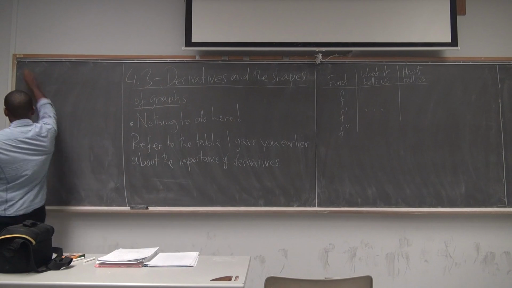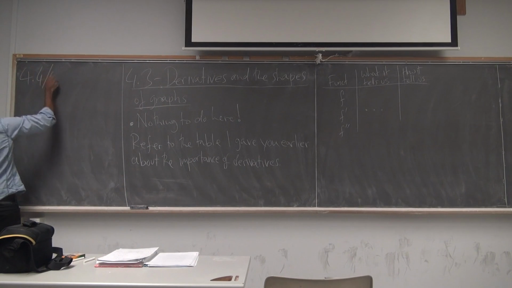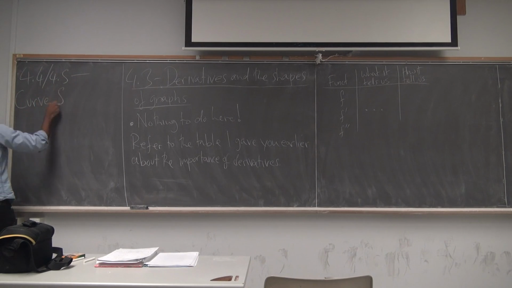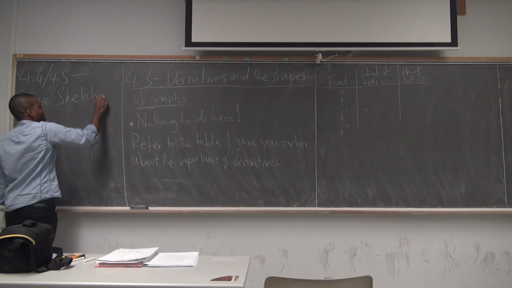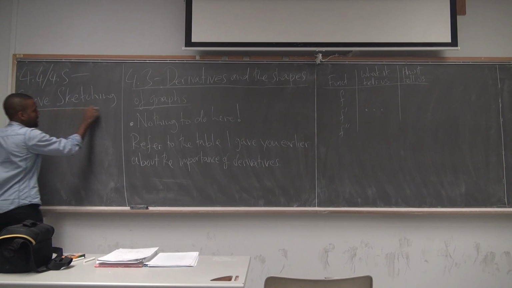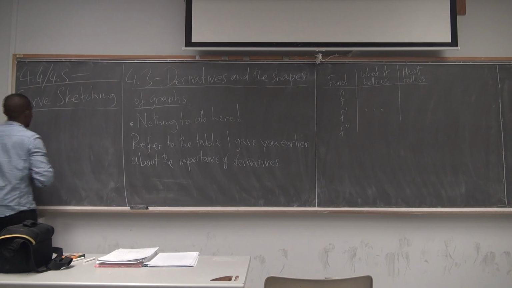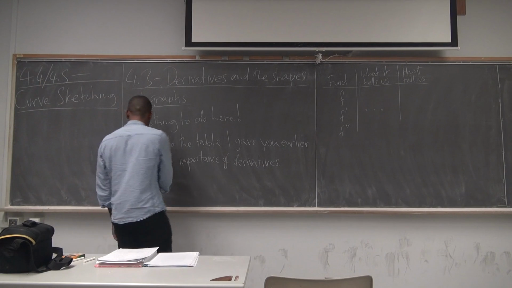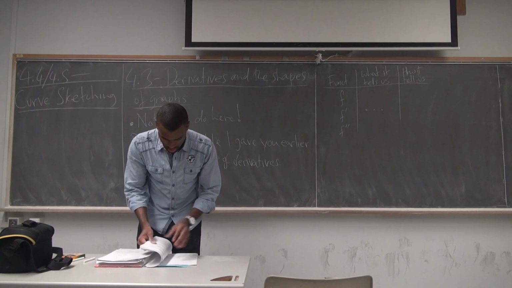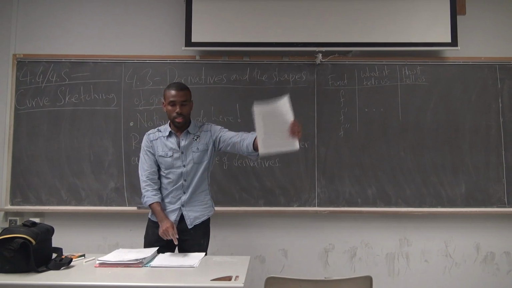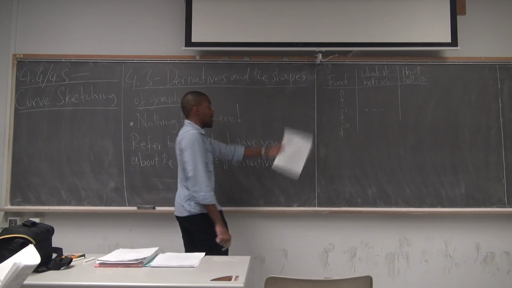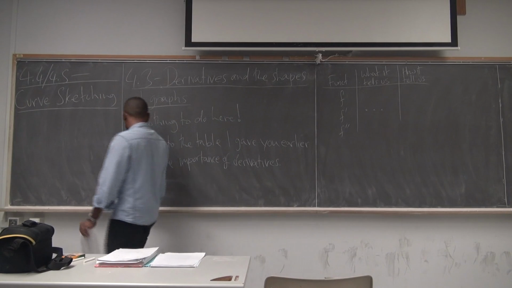Which brings us to 4.4. Curve sketching. This is probably going to be your most favorite thing to do in this class, by the way. I have a feeling. It's called curve sketching. Now, I gave handouts before. Hopefully you guys brought them. On curve sketching. This literally tells you everything you need to know about curve sketching. It summarizes everything you would have learned in these two sections.